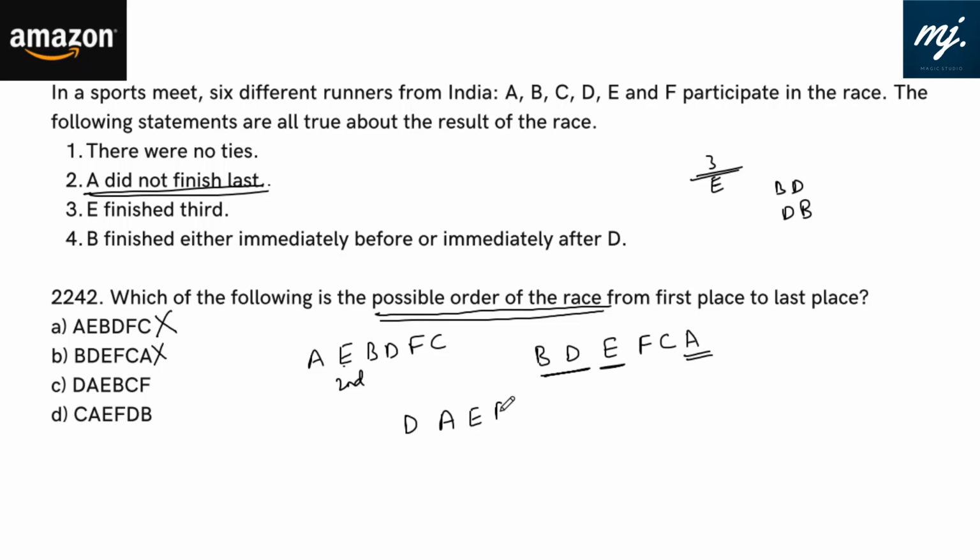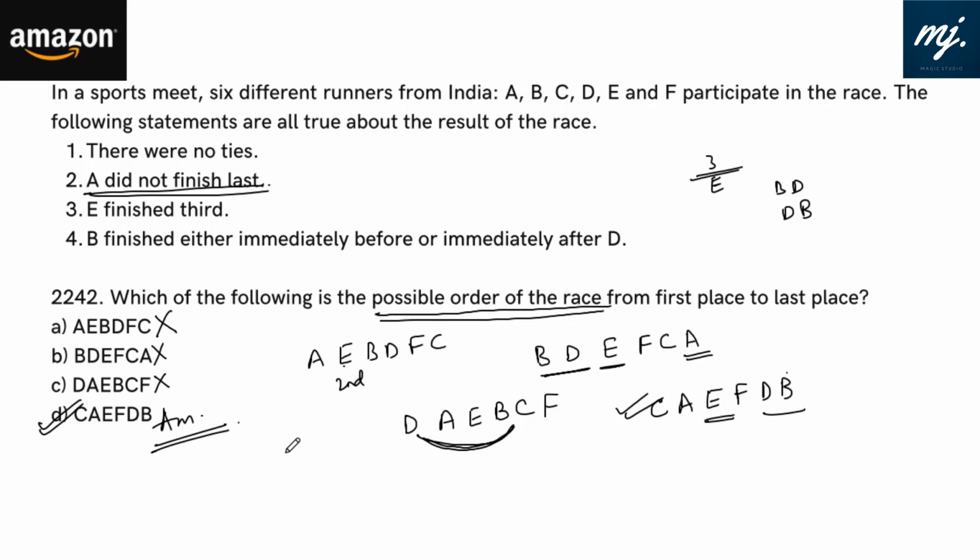Then we have D, A, E, B, C, F. Here B and D are not one after another. This is not a valid case. The 4th one, C, A, E, F, D, B. B, D together, E is 3rd and A is not at the last. Obviously the last option left is D. D is the possible order of the race from first place to the last place.